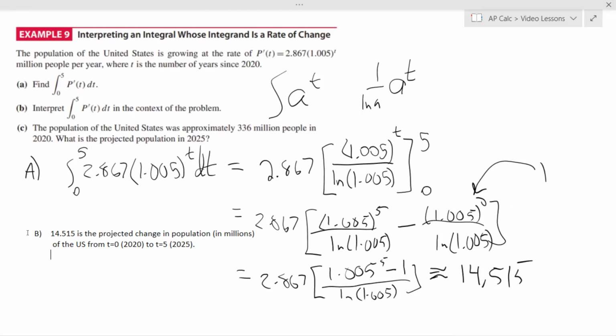Notice we have a couple things going on here. We have the answer, which is 14.515, interpreted in context with the units, and the interval for the definite integral is included there, saying that not only is 14.515 the projected change in population, but we're saying when that change is going to occur, over the interval 2020 to 2025. So part C says the population of the US is approximately 336 million people in 2020. What's the projected population in 2025?